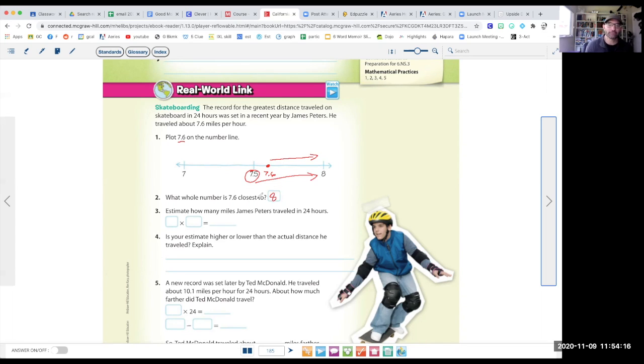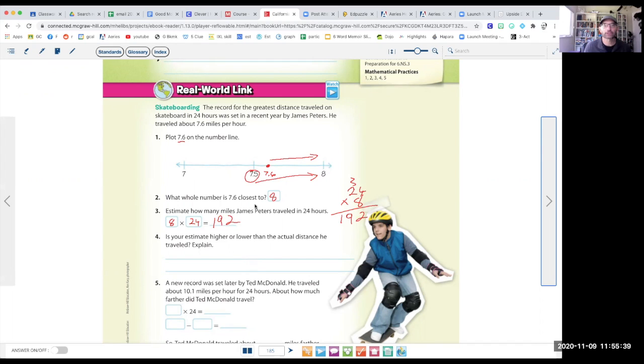So if I had to estimate in 24 hours, if it goes about 8 miles an hour, it would be 8 times 24. And so you just do 24 times 8. 8 times 4 is 32. 8 times 2 is 16. Plus 3 is 19. So you should have 192 miles. Get it? So now is your estimate higher or lower than the actual distance? So to find the actual distance, right? So we estimated it at 192.